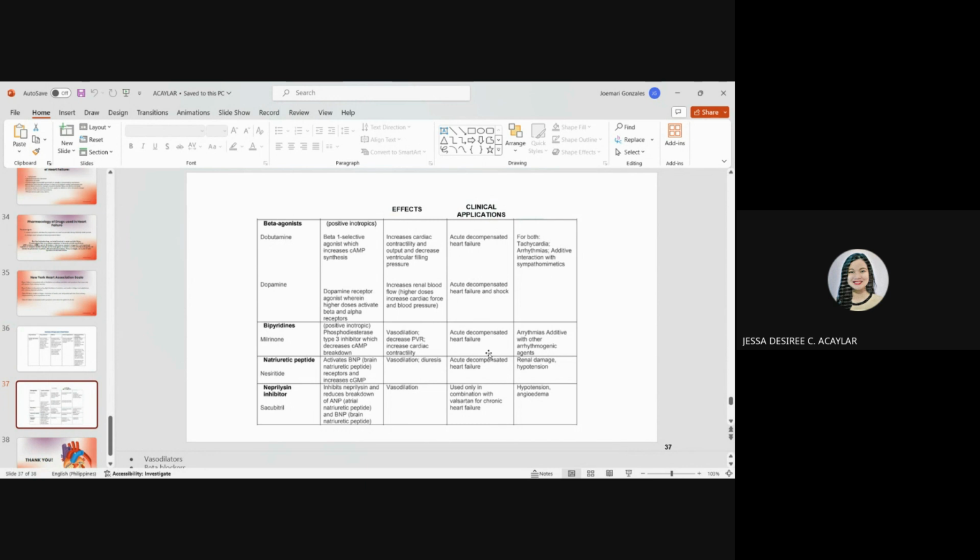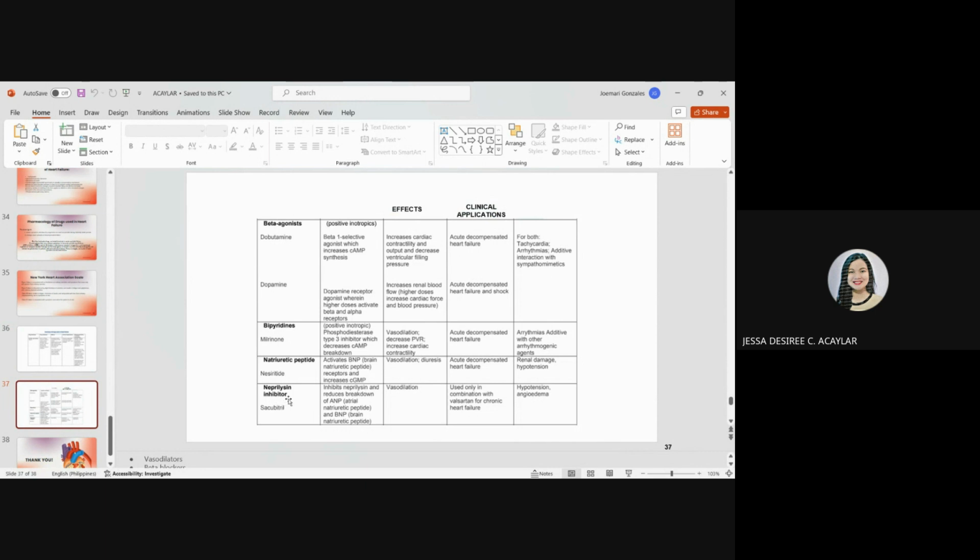So, a different natriuretic peptide is the nesiritide. It activates the brain natriuretic peptide receptors and it increases the cGMP. Effect is vasodilation. It is for the acute decompensated heart failure. So, it may cause renal damage and hypotension.